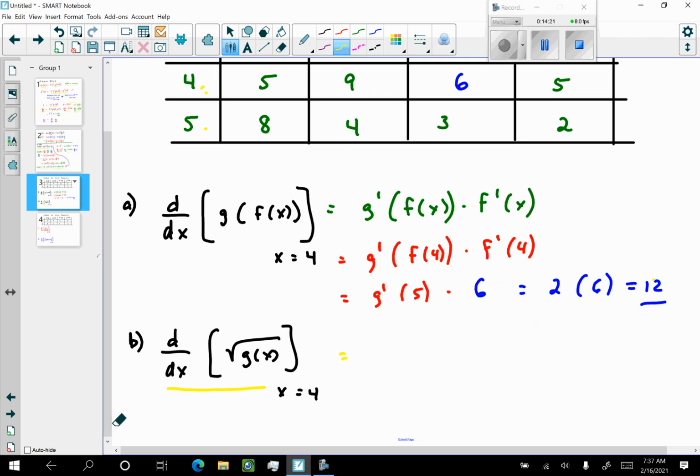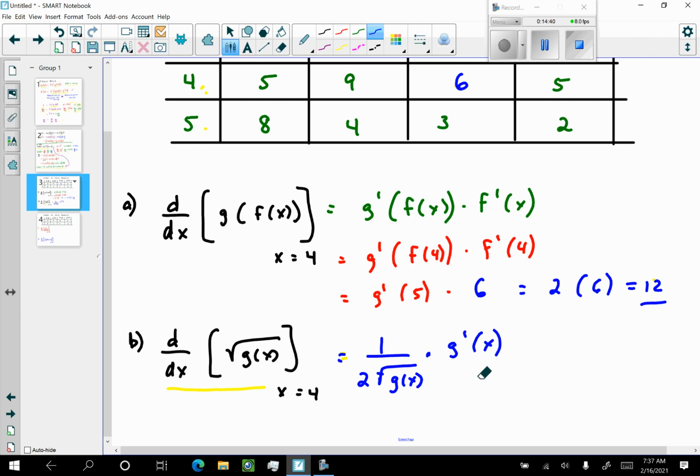What's the derivative of the square root? Don't forget what the derivative of the square root is. That's going to be 1 over 2 square root. And we have found that. We've used that a lot. Don't mess with the inside. Leave the inside alone, times the derivative of the inside.